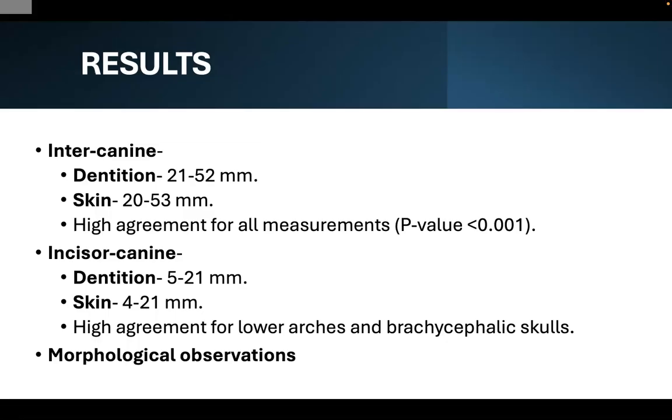For the intercanine distances, it measured 21 to 52 millimeters for the dentitions and 20 to 53 millimeters for the skin. It also had high agreement for all the intercanine measurements with a p-value of 0.001. For the incisor to canine distances, it measured 5 to 21 millimeters for the dentitions and 4 to 21 millimeters for the skin. It had a high agreement only for the lower arches and brachycephalic skulls. Some morphological observations were that the canines made circular puncture wounds and the incisors made circular or rectangular skin depressions.